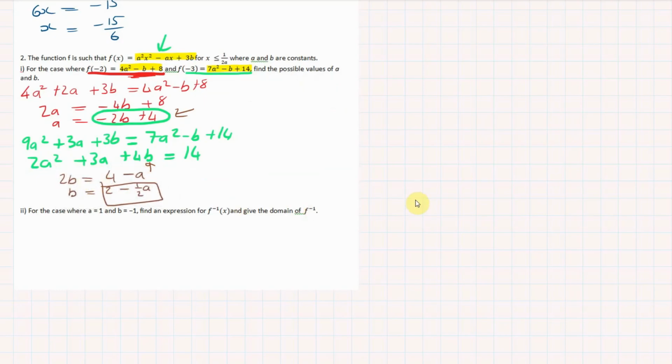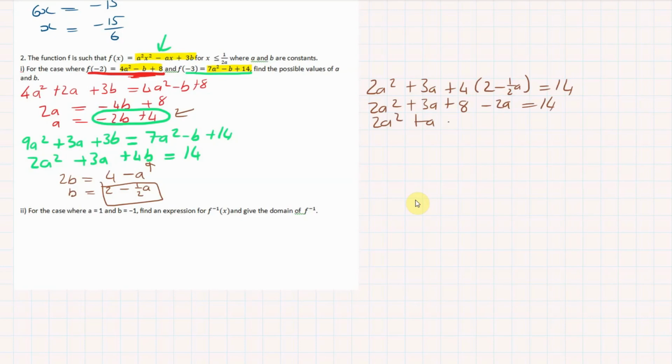So we've got our 2a squared plus 3a plus 4 into b, which we found to be 2 minus half a, is equal to 14. And so I'm going to get 2a squared plus 3a plus 4 times 2 is 8. And 4 times minus 1/2 is minus 2a equals 14. Let's gather all of our terms. Now we've got plus a. We'll bring that 14 across. That gives us 8 minus 14 is negative 6. Should be equal to 0.